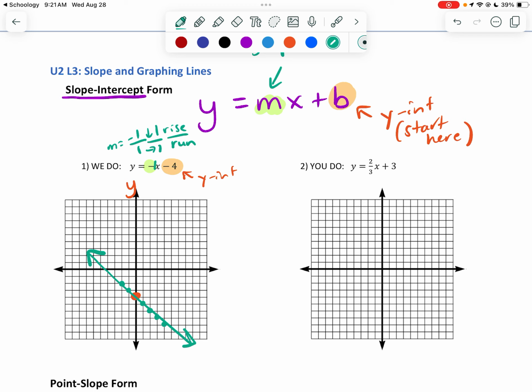Okay, so maybe right now the sub can pause the video and you guys take 1 minute, do number 2, and then we'll come back and check it.